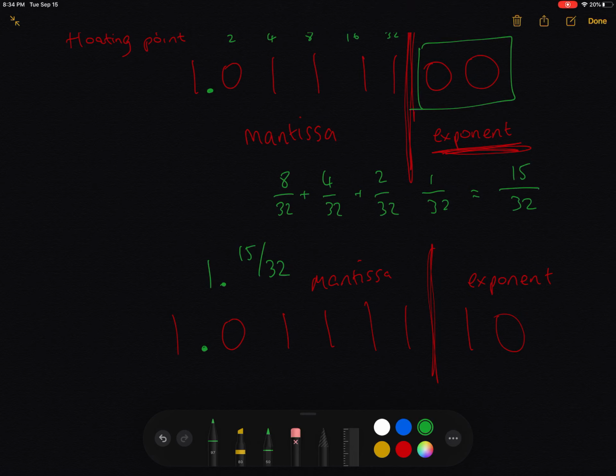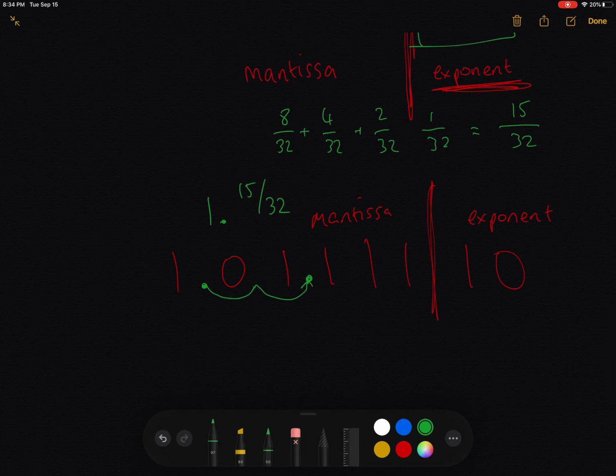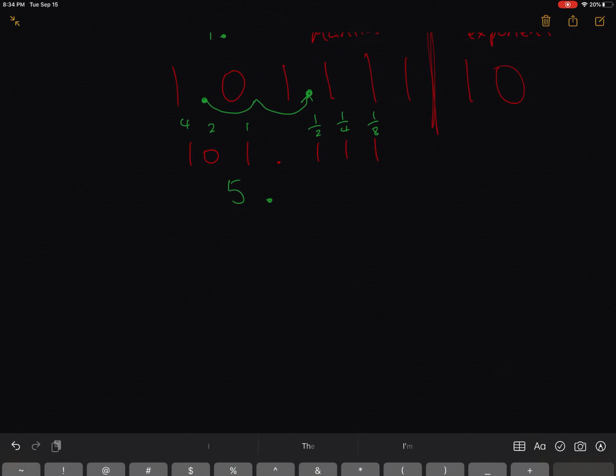So we're going to move our decimal place 2 places: 1, 2, which is there. Now we've got a different number, because the exponent was different. I'll write it out again with the decimal point: 101.111. Again we do the same thing. This is 4, this is 2, this is 1. So we've got 5 point, and then a half, plus a quarter, plus an eighth, which is 7/8.